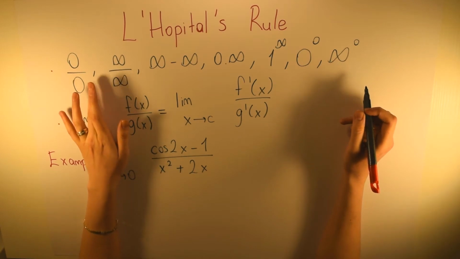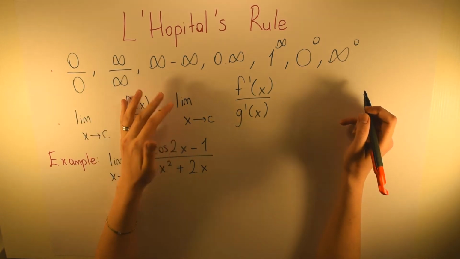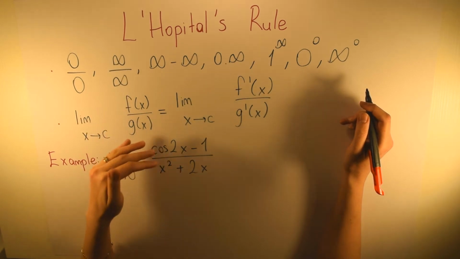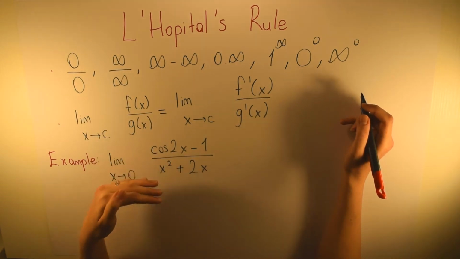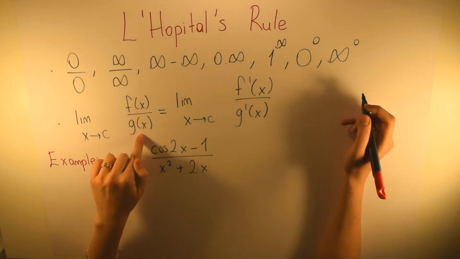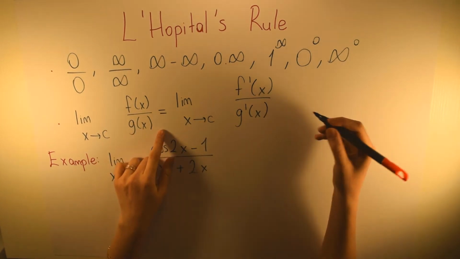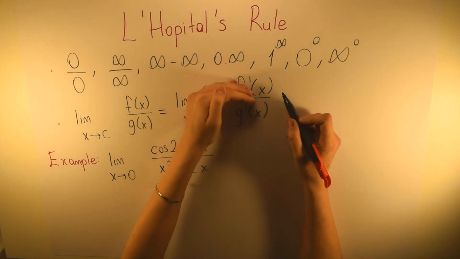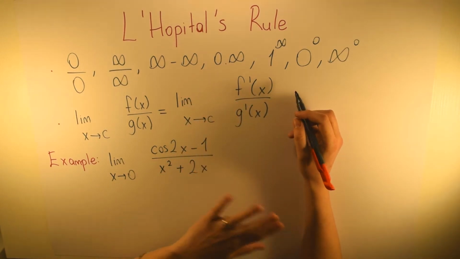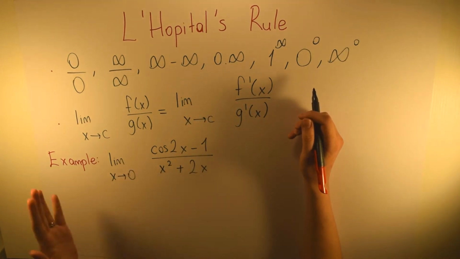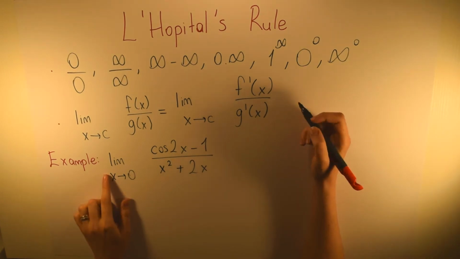So when we have these forms as we solve our limit problems, we can take derivatives of both numerator and denominator separately, and it will not affect the limit. As you can see here, we can take the derivative of both numerator and denominator, and it will not affect the solution for our questions. So let's look at this example.